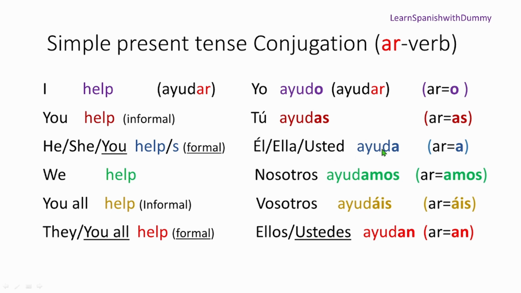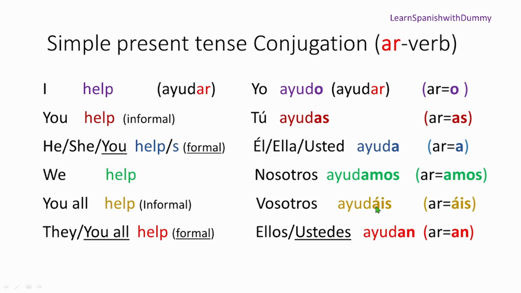Okay, now we go to we help. We help is nosotros ayudamos. And you know what transformation we did? See here, AR is replaced with AMOS, perfect. Now you all help. This is the informal you all, vosotros ayudáis. Here the AR is replaced with AIS. Okay, this is a pattern.